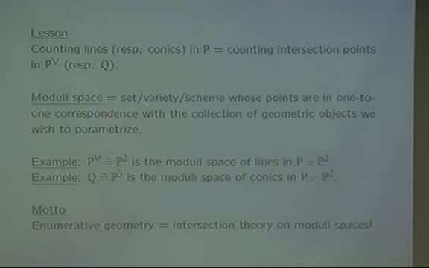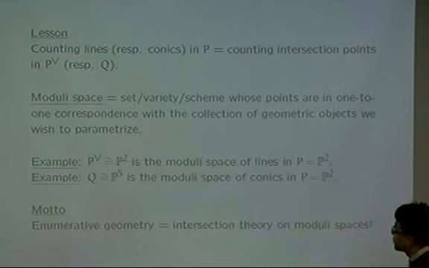Moduli space is nothing but a set or variety or scheme, it depends on the situation, whose points are in one-to-one correspondence with the collection of all possible geometric objects that you want to parameterize. So for instance, if you want to parameterize lines, the moduli space is P check. Every point in P check represents a line in P2. If you want to parameterize conics, Q is the moduli space. Every point in Q gives us a conic in the plane. So that's the notion of moduli space.